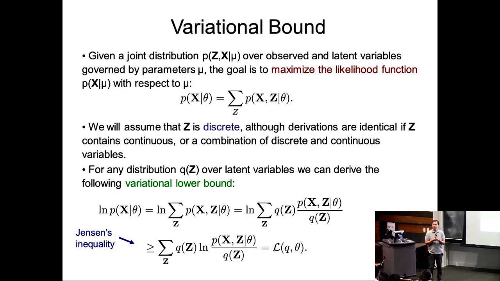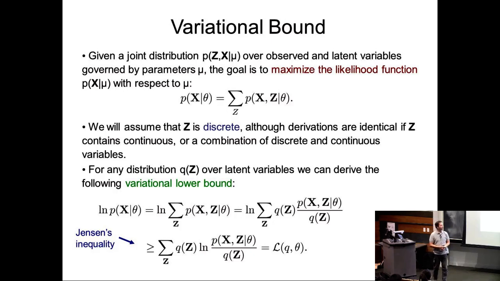Given the joint distribution, you can always specify the joint distribution, right? If you don't have the joint distribution, you don't have the model. So given the joint distribution over observed and latent variables, governed by some parameters theta, the goal is to maximize the likelihood function with respect to theta, right? We really need to be able to sum out the states of the hidden variables, because that's what the likelihood objective is. If we could sum out the states of the hidden variables, we have a likelihood function. We can optimize the parameters to maximize the log likelihood function.